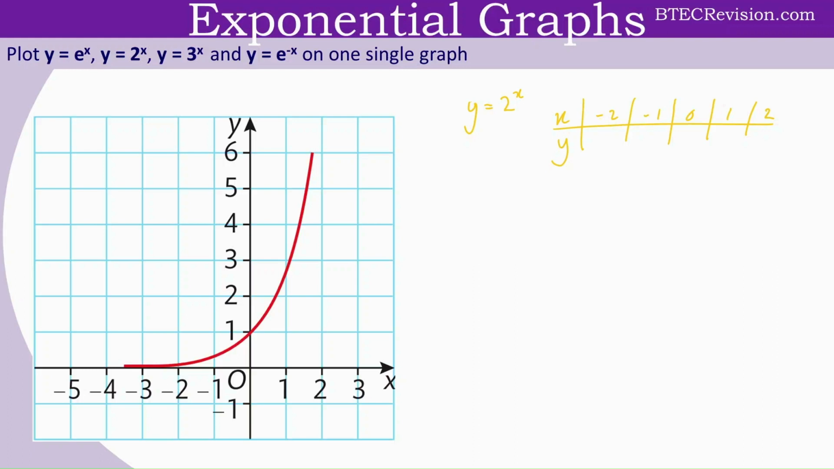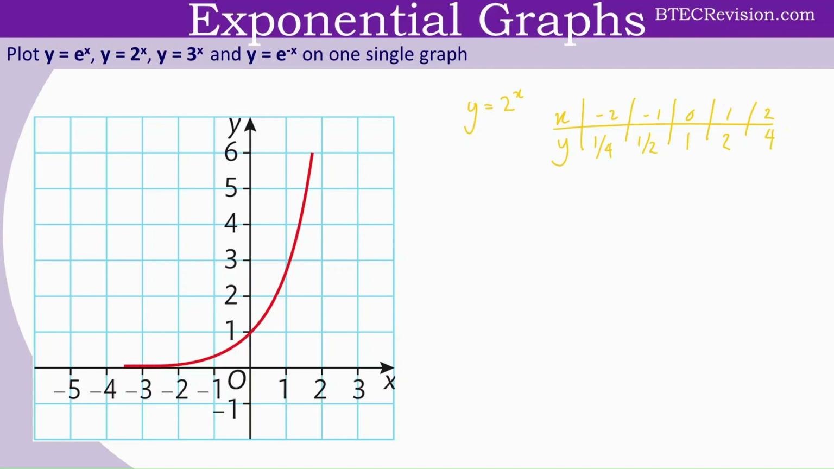So plugging in x is -2 is going to give us 1 over 2 squared, so that's 1/4. The next value is going to be 1/2. And for power of 0, that's always going to be the value 1. And 2 to the power of 1 is just 2. And 2 to the power of 2 is 4.